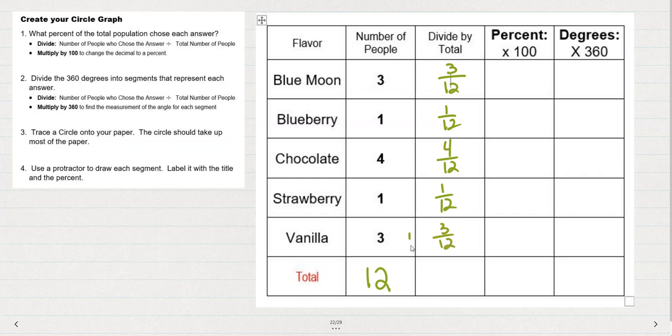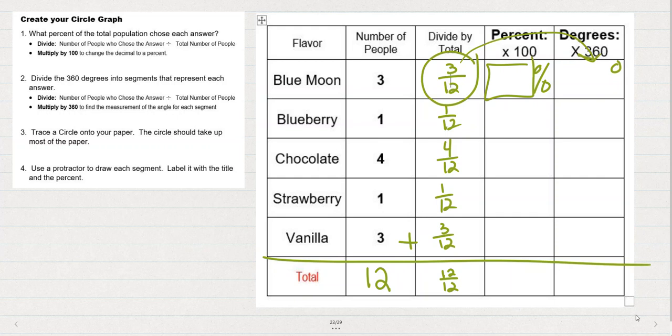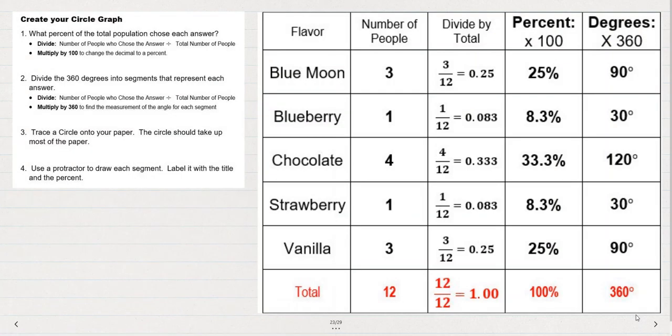Notice that if I added all the way up, I should get a 1, 12 out of 12. And then I could multiply by 100. If I do the division, 3 divided by 12 and multiply by 100, I'll get a percent. Or if I go from that 3 divided by 12 and multiply by 360, I'd get how many degrees that is. Here's the completed chart.